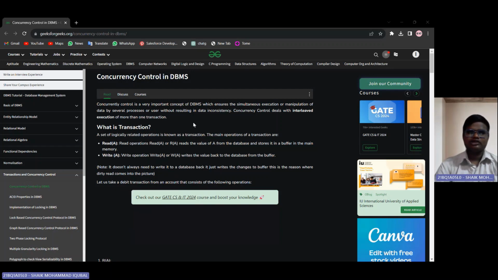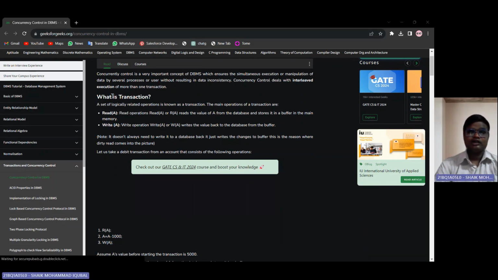So let us discuss what is a transaction. A set of logically related operations is known as a transaction. The main operations of a transaction are read and write.